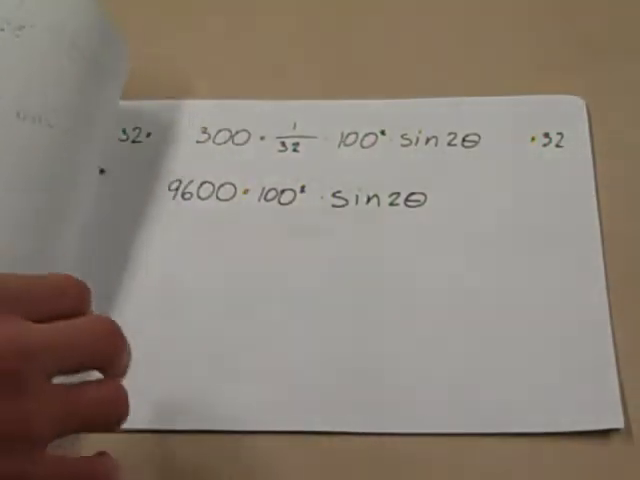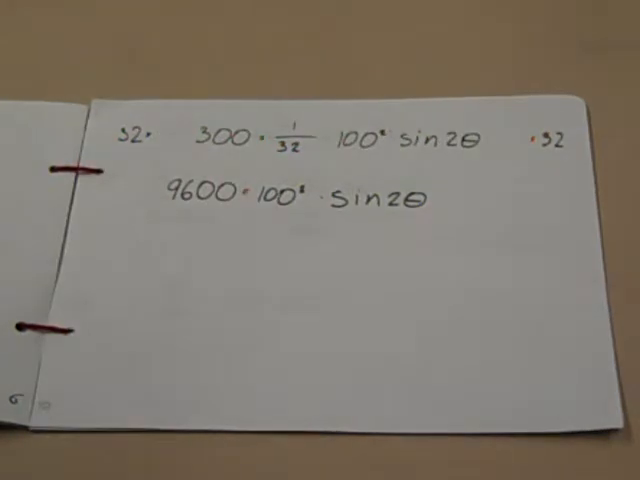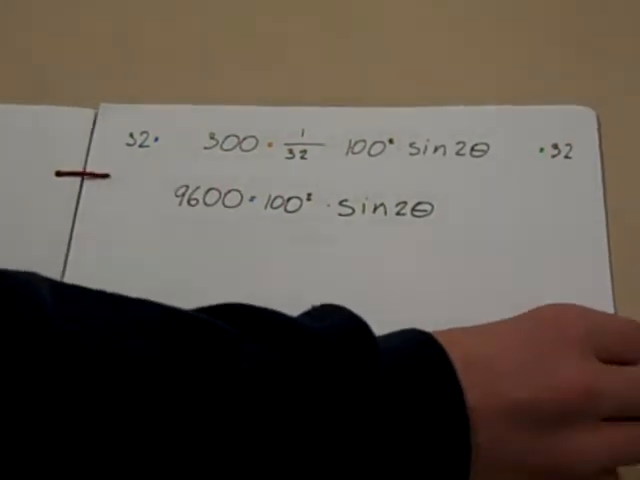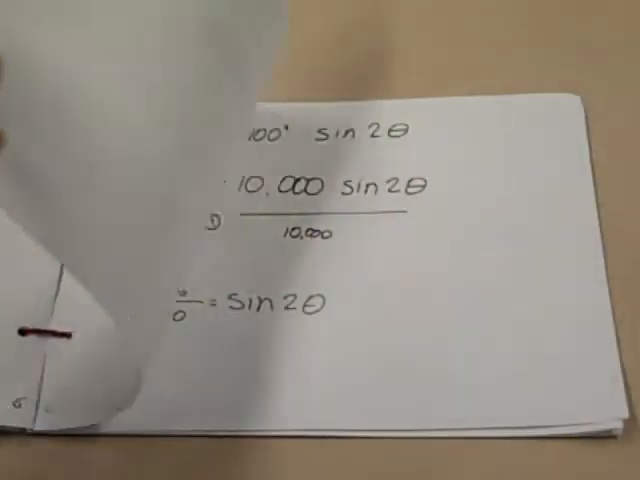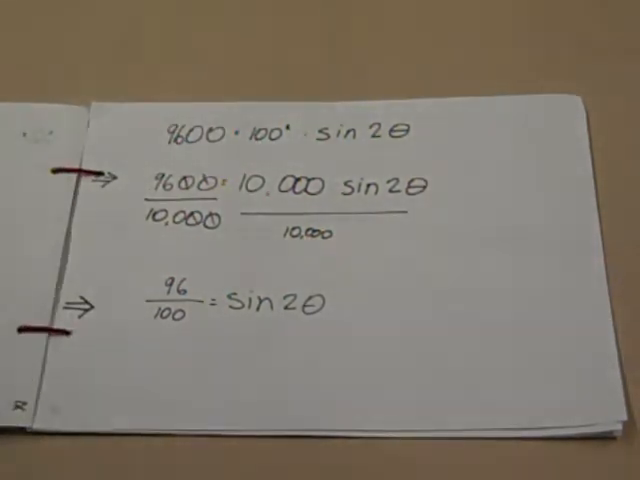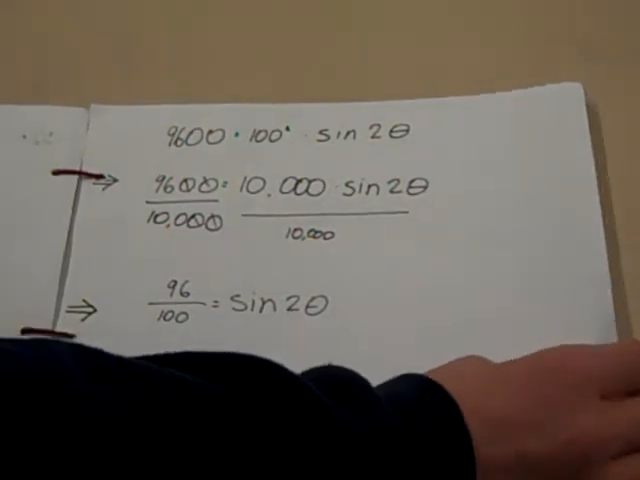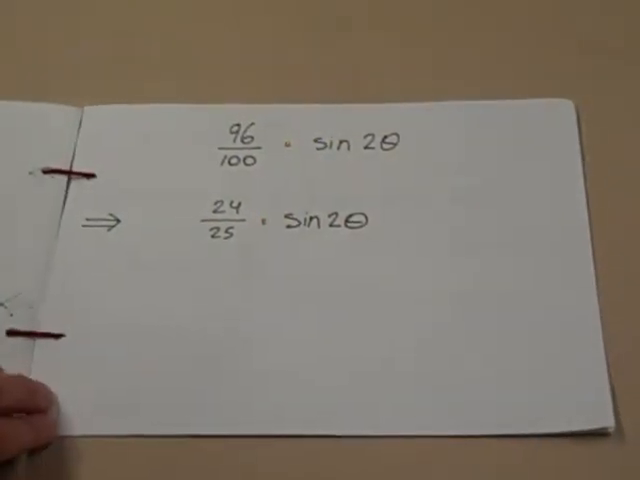Now we isolate the sine by multiplying by 32, which gives us 9600 equals 100 squared times sine 2 theta. 100 squared is equal to 10,000. So now to further isolate sine, we divide both sides by 10,000. This gives us 96 over 100 equals sine 2 theta. 96 over 100 can be reduced to 24 over 25.